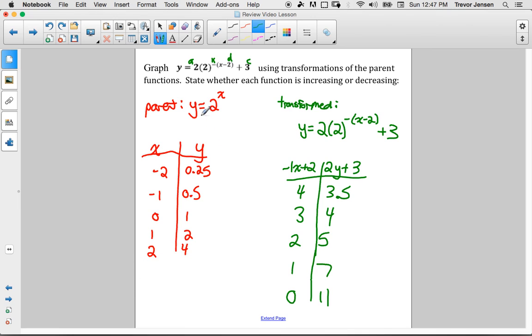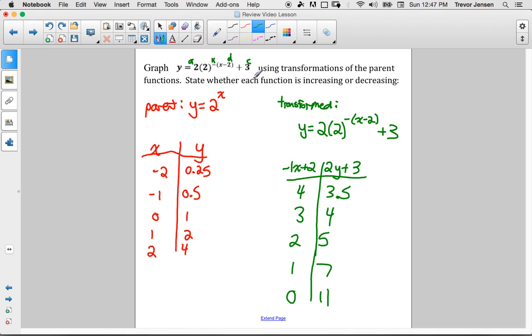Now all you have to do is plot those points. And one other thing I want you to notice is that we're going to have to decide whether the function is increasing or decreasing after we graph it. It says we have to state whether each function is increasing or decreasing. That just means as we go from left to right, from 0 to 4, what's happening to the y values of the function? Are they getting bigger or smaller? We'll state that after we graph it, but let's graph it first.